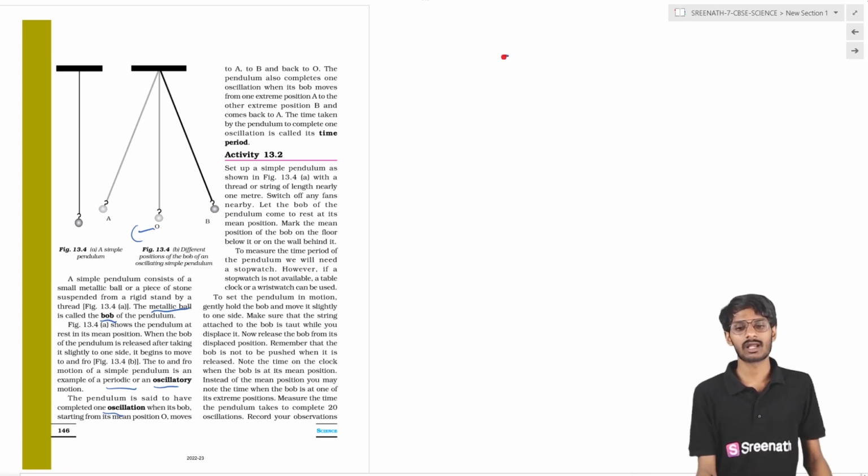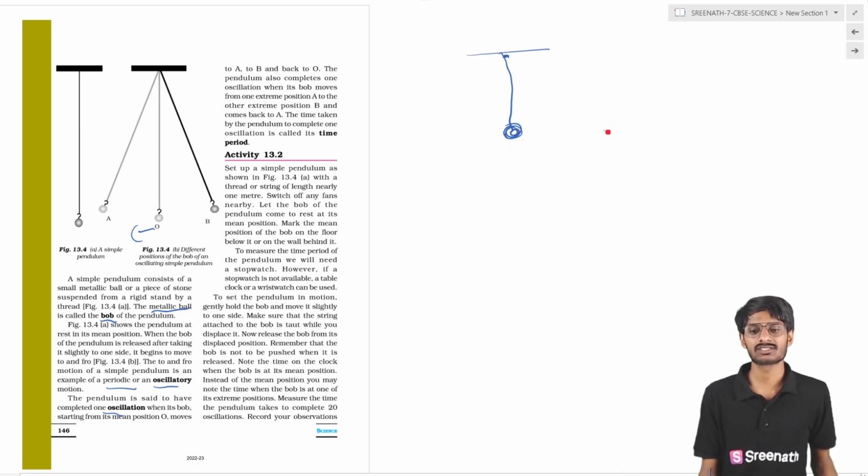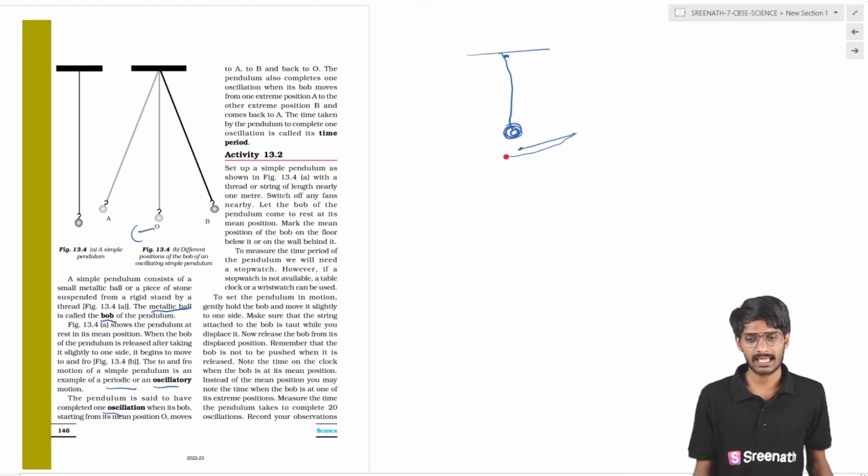Suppose I draw here, students. This is the pendulum. This is the mean position. It has started here, gone to one side, and again come back. Whenever it comes again to its mean position, we call it one oscillation.